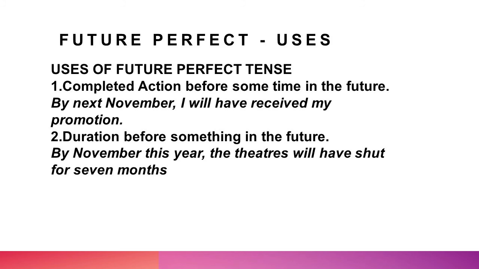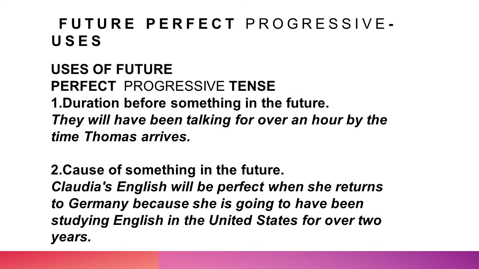Now the last tense, the 12th tense, the future perfect progressive tense. Now let's look at the last of the 12 tenses, the future perfect progressive tense. It is used to specify duration before something happens in the future. They'll have been talking for over an hour. That specifies the duration by the time Thomas arrives. Cause of something in the future.